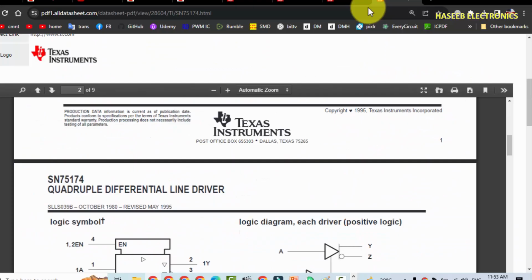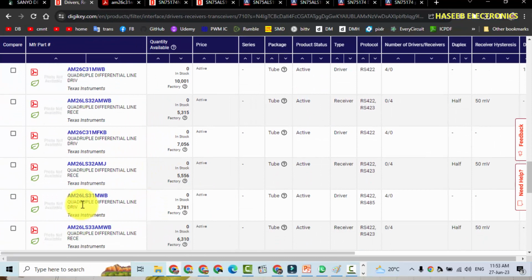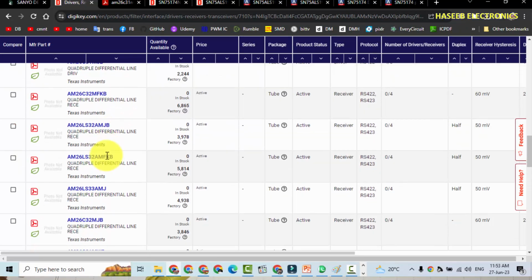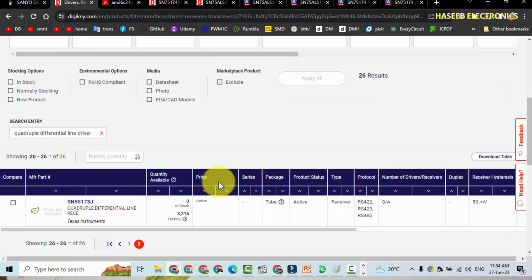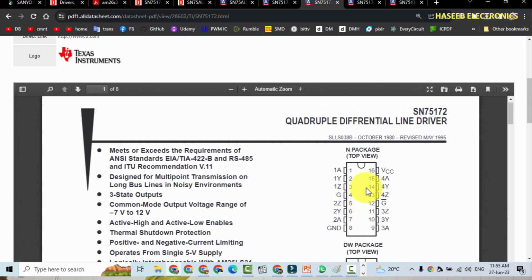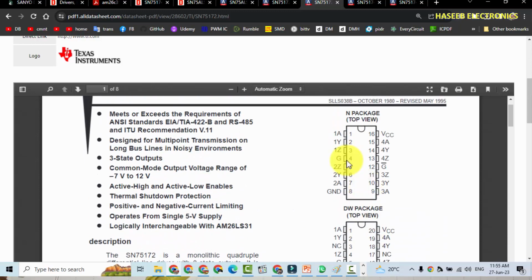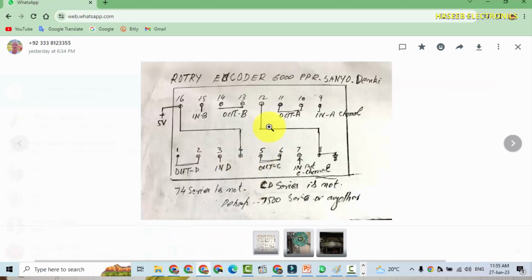This is one option, and we will see some other ICs as well. These are receivers. 31 we checked. 172 is a driver. Yes, 172, it is exactly what we need. Pin 4, if it is connected to high and 12 is connected to ground, it will start working. This is exactly what we are looking for. As my viewer asked here, pin number 12 connected to ground, pin number 4 connected to 16 number pin, the supply pin.